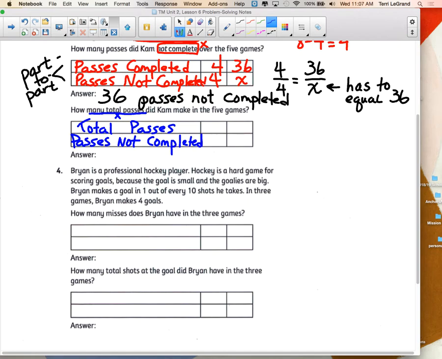Okay. Give me a ratio now that we can fill in there. Passes, total passes, passes not completed. Give me a ratio. Good comparison.